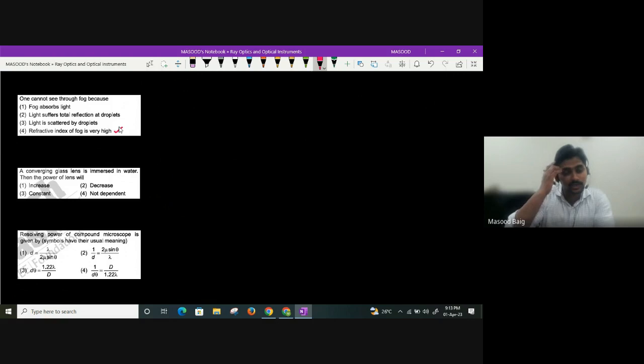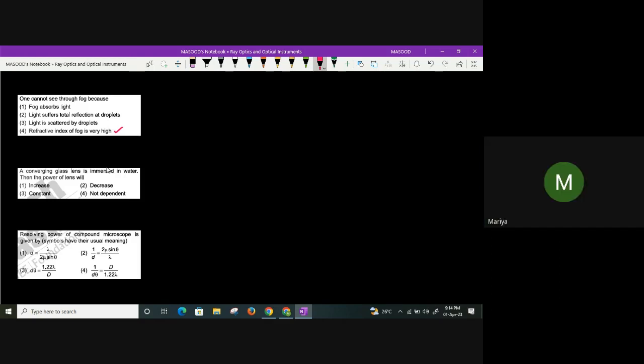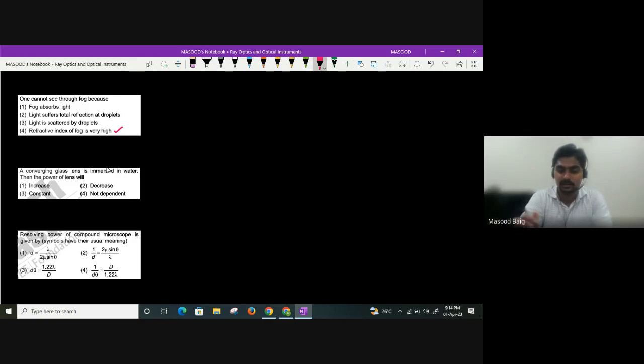Next case. A converging glass lens is immersed in water. What will happen to the power of the lens, they are asking. Now, if you take a mirror and it is immersed in some medium, will the focal length change? No. Will power change? No. But here it is not a mirror. It is a lens. So if you take a lens, it has some refractive index mu. Surrounding medium was initially vacuum. Now surrounding medium became water.